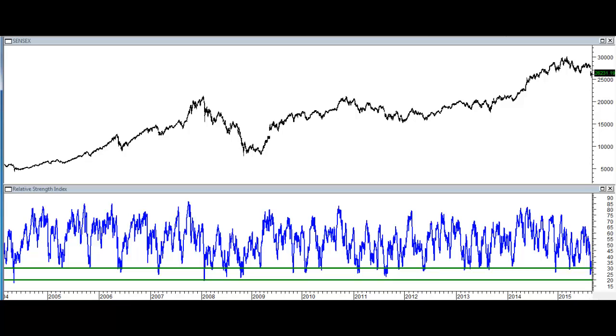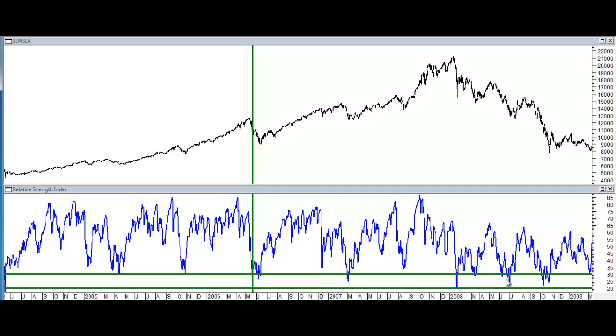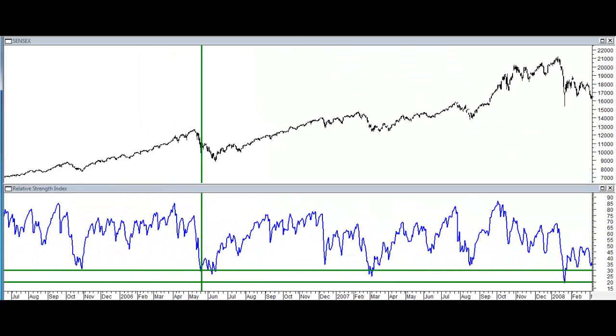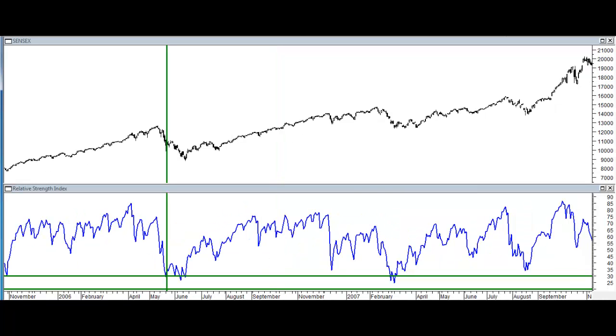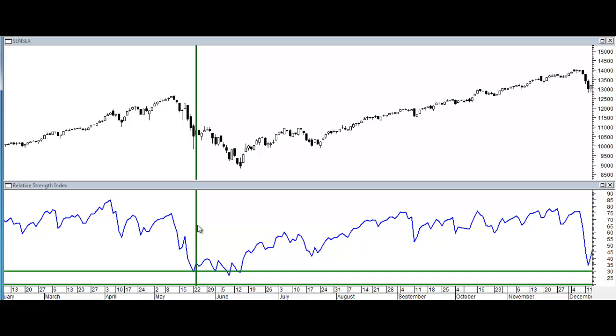Whenever RSI reached, like over here, it reached 32 and fell below 30 levels, and after that RSI again broke the previous lows, which were of May 2006, whereas prices also dropped below the May lows significantly.